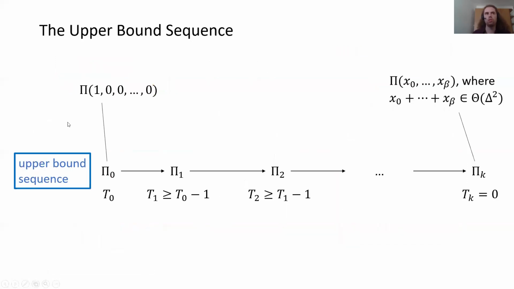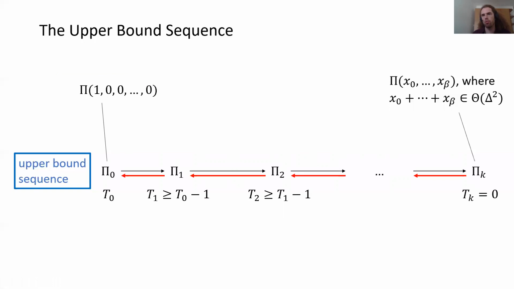And now we will use these two problems to build the endpoints of our upper bound sequence. So the first problem, pi0, will be our problem that only has one color. And the last problem, pi k, for which we need to show that it can be solved in 0 rounds, will be a suitably chosen problem where the parameters add up to theta of delta squared. And for the problems in between, they will have numbers of colors that gradually shift from one color to theta of delta squared colors.